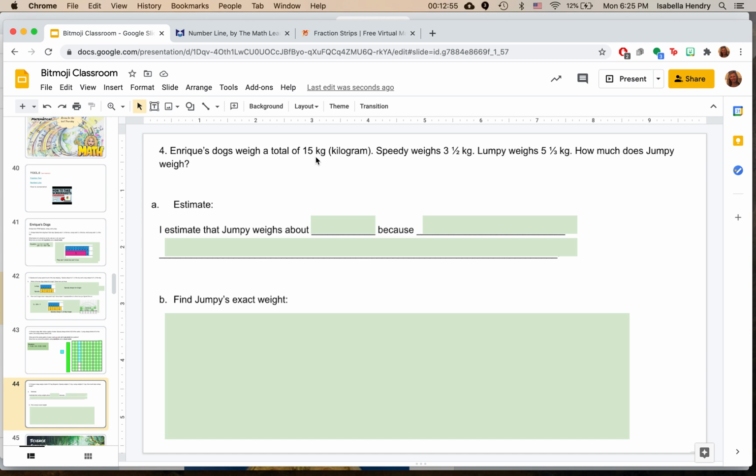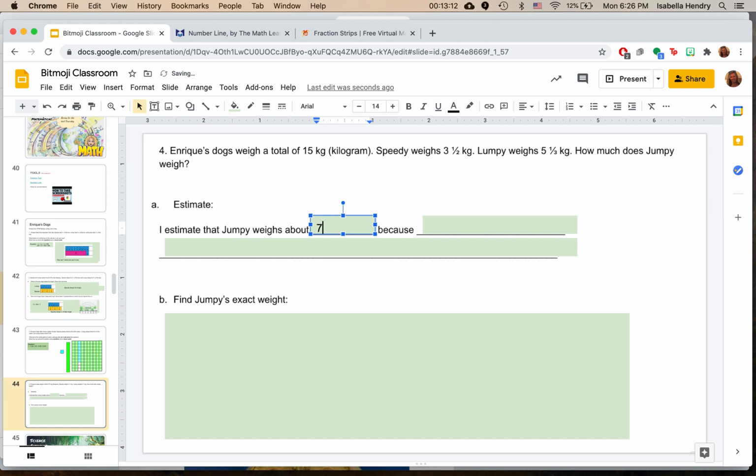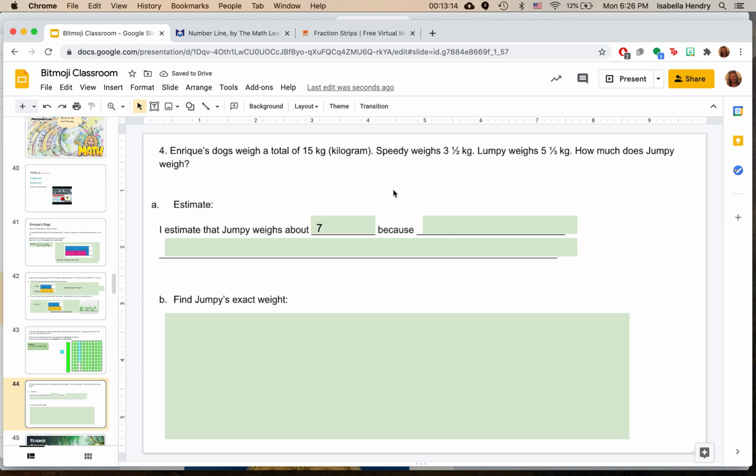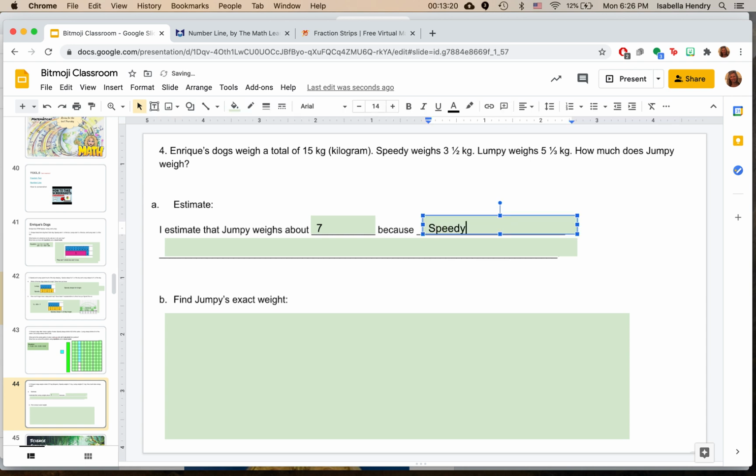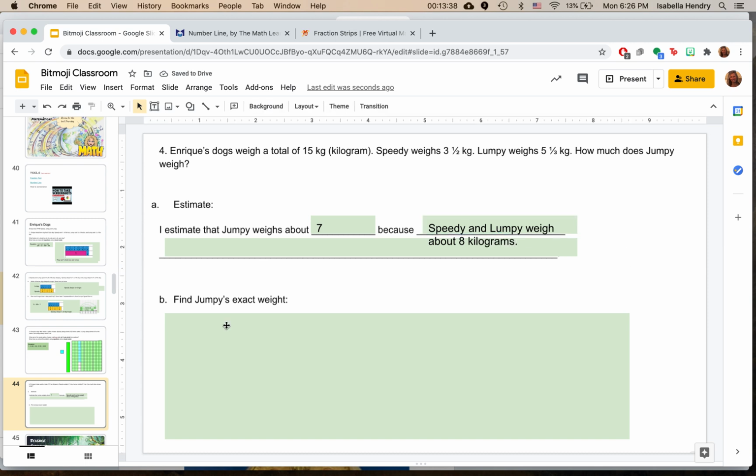So if these dogs weigh 15 kilograms altogether, and Speedy weighs 3.5 and Lumpy weighs 5 1/3, I'm just going to look at the whole numbers, they have to weigh at least 8. So I think the other dog couldn't weigh more than 7, because 7 plus 8 is 15. So I think Jumpy weighs about 7 because Speedy and Lumpy weigh about 8 kilograms. And then I have to find Jumpy's exact weight.